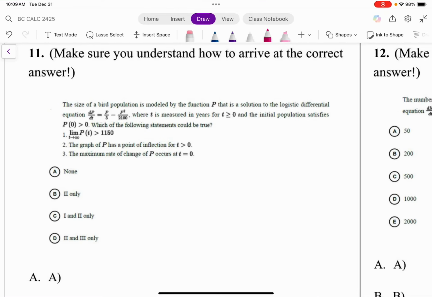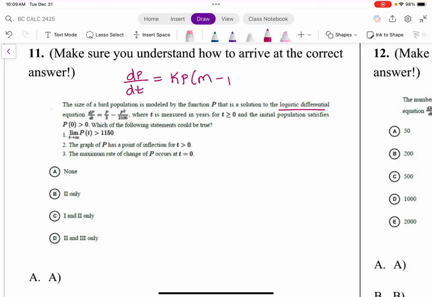Okay, this problem is actually pretty tricky for reasons I'll explain in a minute. It says the size of a bird population is modeled by the function p, that is a solution to the logistic differential equation dp dt equals this. Right away I notice that's not in the form we like, or at least the form that I teach my students. The form I teach my students is this one.